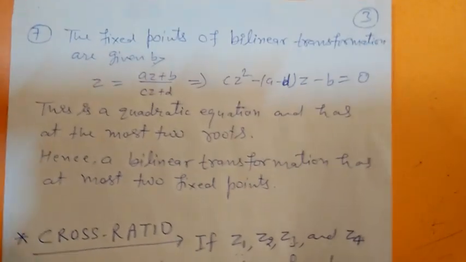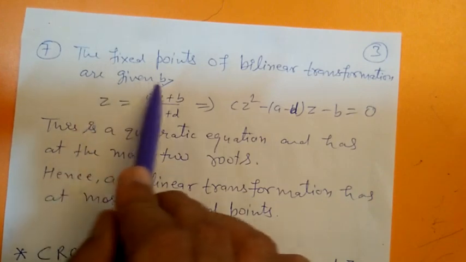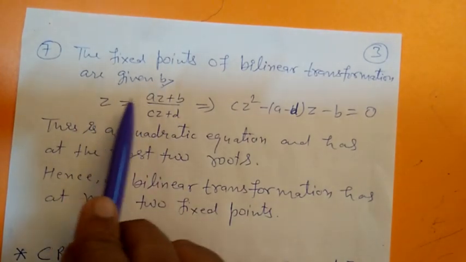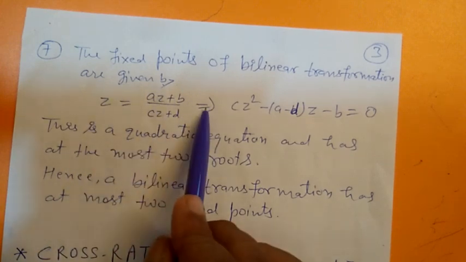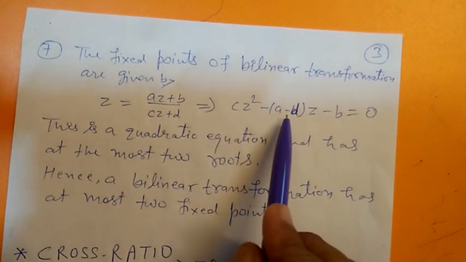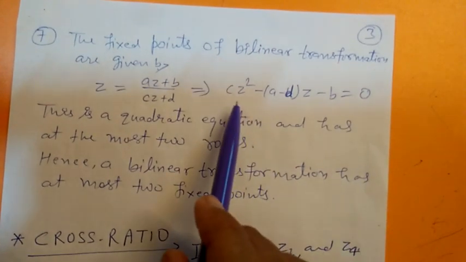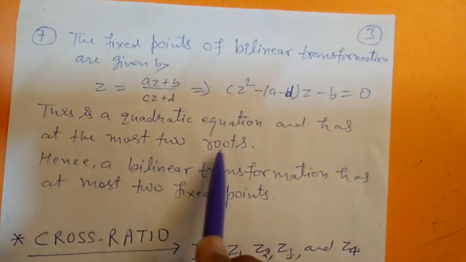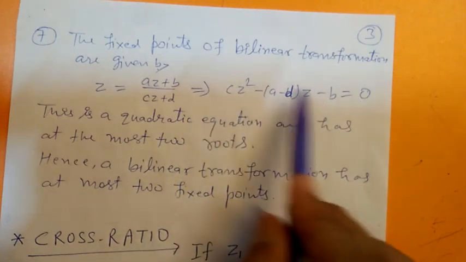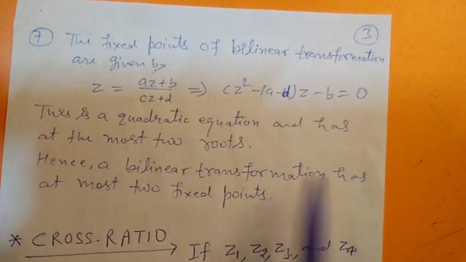Next point, the fixed points of a bilinear transformation are given by z = (az + b)/(cz + d). After simplification, it implies that cz^2 - (a - d)z - b = 0. This is a quadratic equation in z and has at most two solutions or two roots. Hence, a bilinear transformation has at most two fixed points.